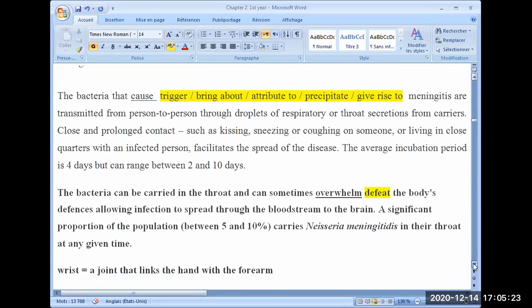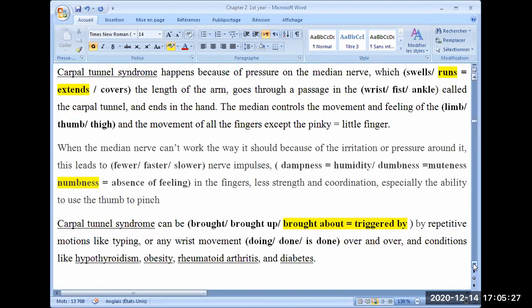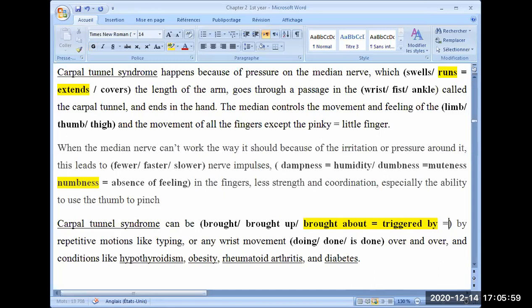Okay, let's now go to our context here. So it's brought about? Yes, bring about, because to bring about means to cause. The bacteria bring about the disease. Triggered by, caused by. But to bring up is like we say, the parents should bring up their children. We have by after brought about. Can we say carpal tunnel syndrome can be brought about by repetitive motions like typing? By, because here you have the passive form.